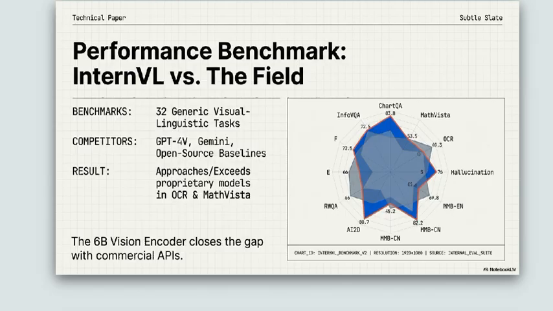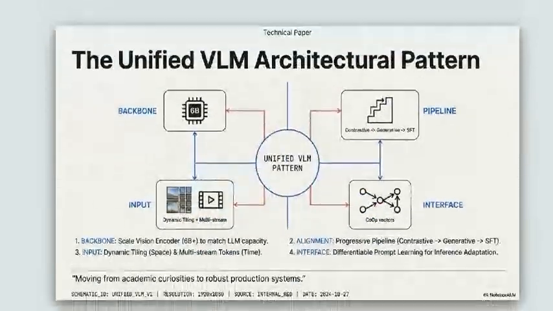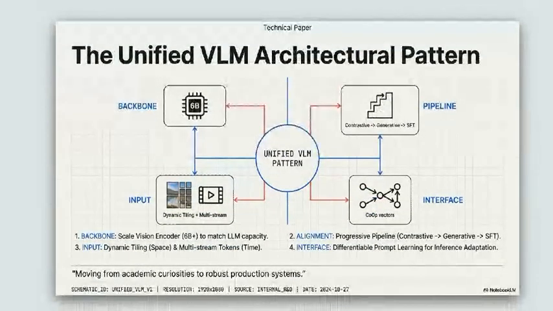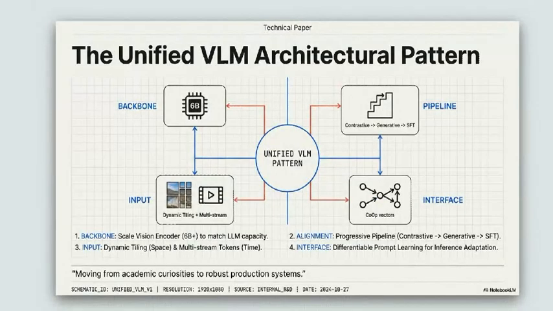So to wrap this up, if we look at the unified VLM architectural pattern presented in the final slide, what are we really seeing? This feels like the blueprint for the next few years of AI. I think so. It boils down to 4 pillars. 1, scale the vision backbone. Don't skimp on the eyes. Make them as smart as the brain. 2, fix the input. Use dynamic tiling for space and multi-stream for time. 3, align the pipeline. Walk the model from basic matching to complex conversation. And 4, automate the interface. Use vectors like CoOp to solve the prompt bottleneck.